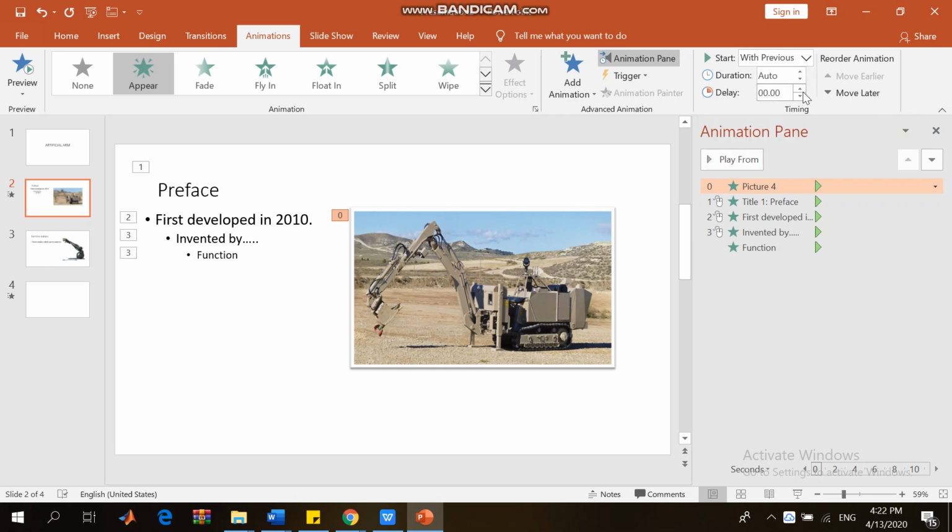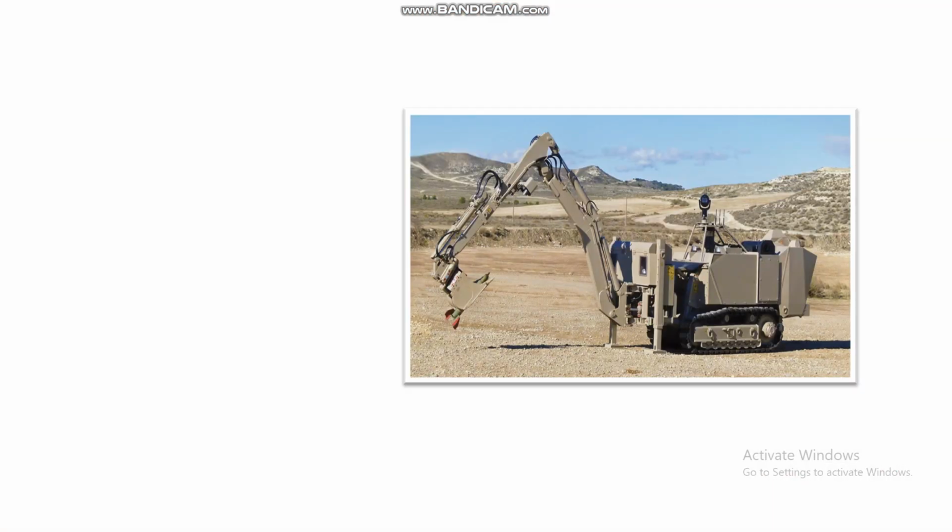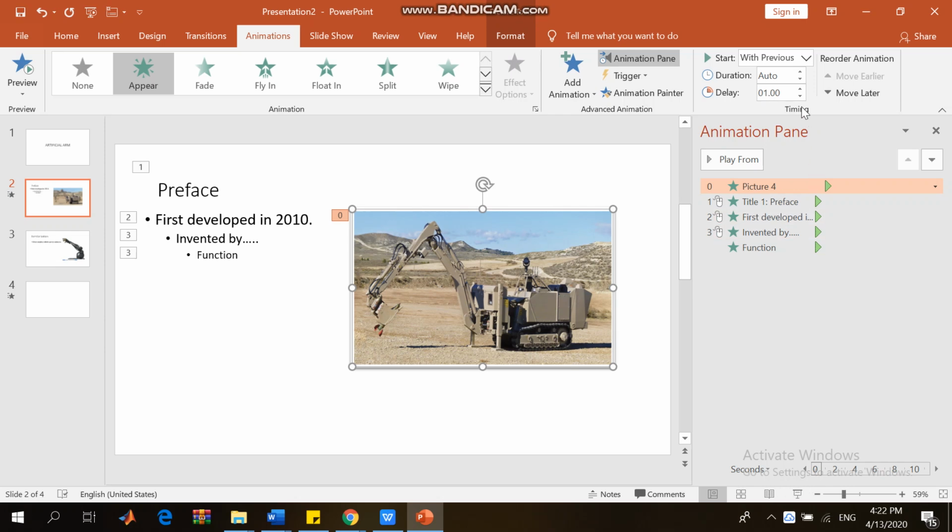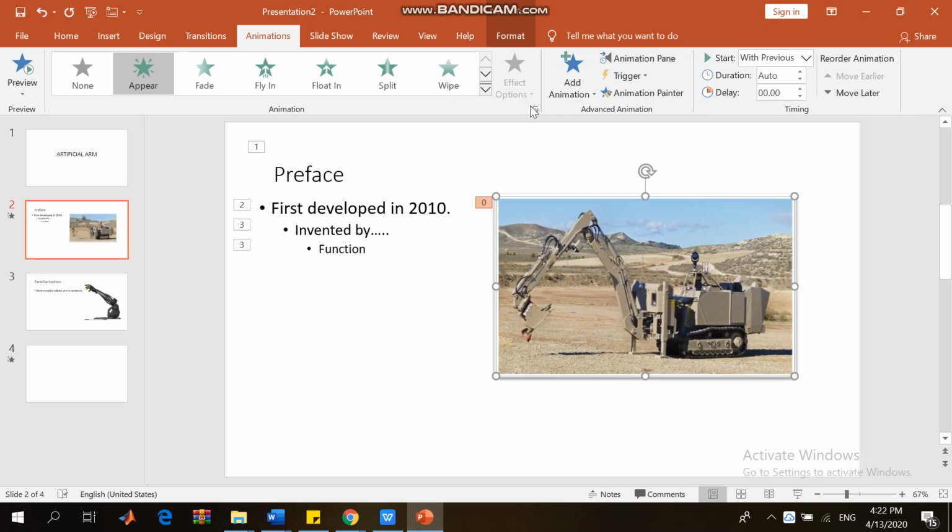I can also select the timing of my animation. For example, I choose the picture and give it a delay of 1 second. So the picture will appear after 1 second. Now I can see it here. Again, make it 0. Okay, so now we know how to give animation effects to our pictures.